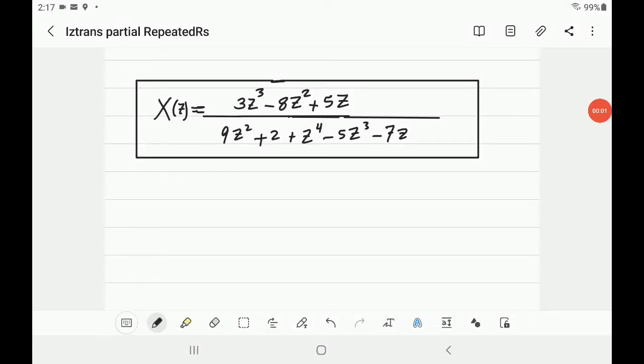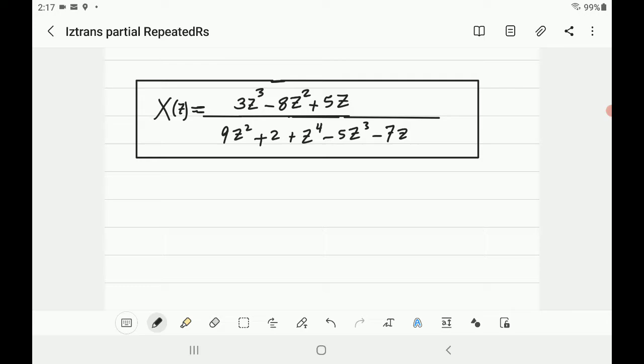Hi. Last lecture we explained how to find the inverse of Z transform using partial fraction. We started with simple roots. This lecture will explain how to find the inverse of Z transform using partial fraction when the roots are repeated.